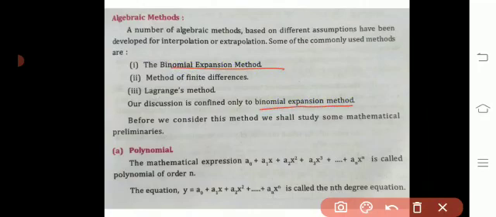Now before going to study the binomial expansion method, first we will see what is meant by polynomial. The mathematical expression a0 plus a1x plus a2x square plus a3x raised to 3 and so on, up to an x raised to n, is called polynomial of order n.